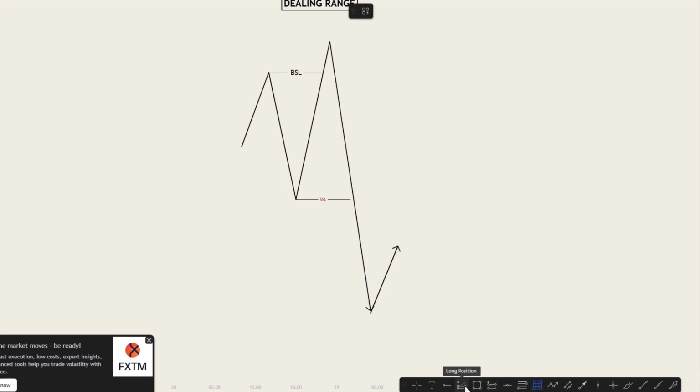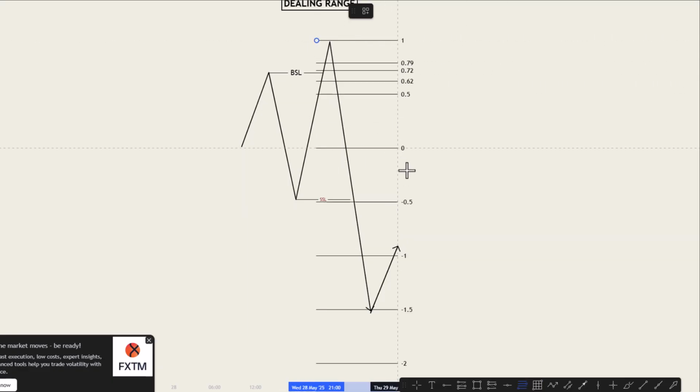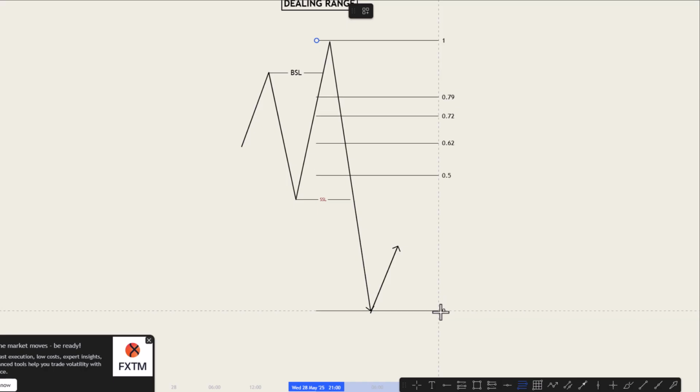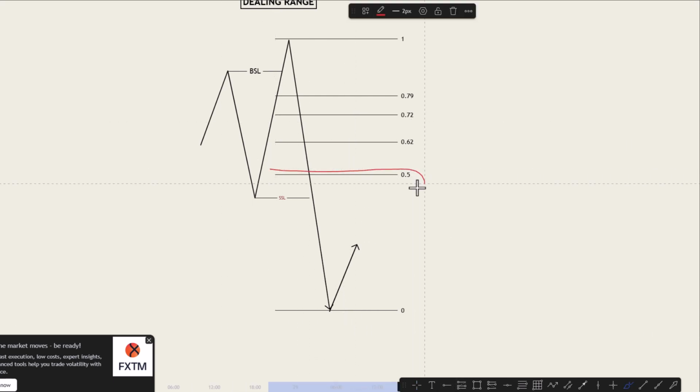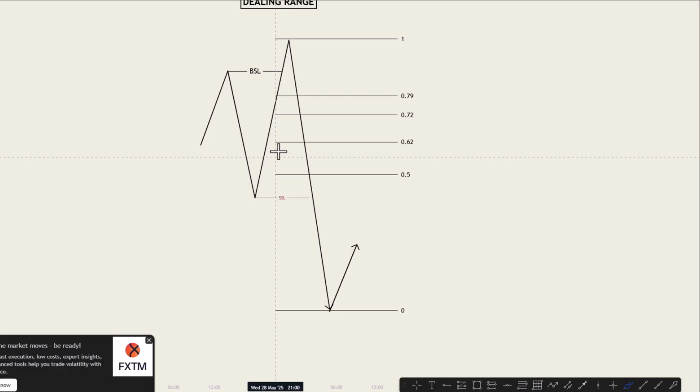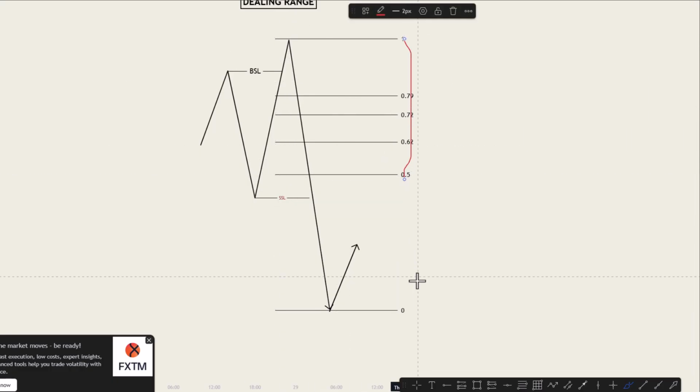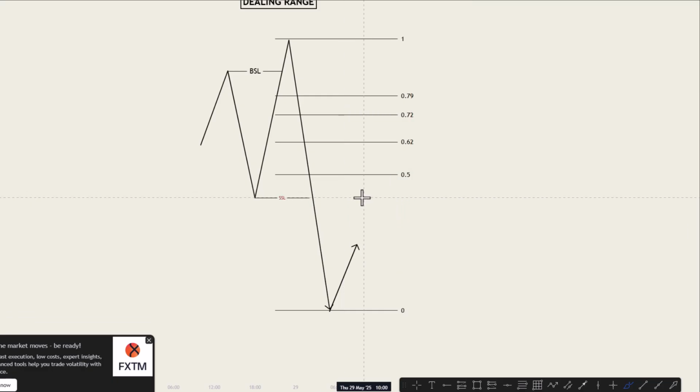So when you put your Fibonacci from this high to this low, what do you see? We have a daily range from this high to this low, and the 50% of it is the equilibrium. We have the premium level from this high to this level, and also the discount level from this low to the 50%. So anything below 50% is a discount level, and anything above 50% is the premium level. So what do we do? We buy at discount and we sell at premium.